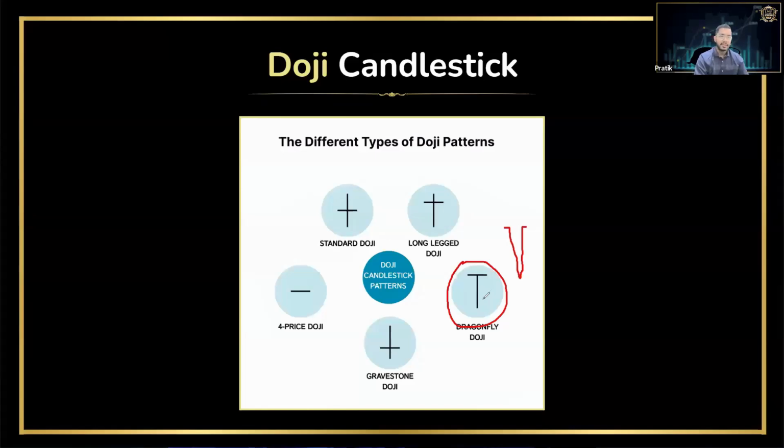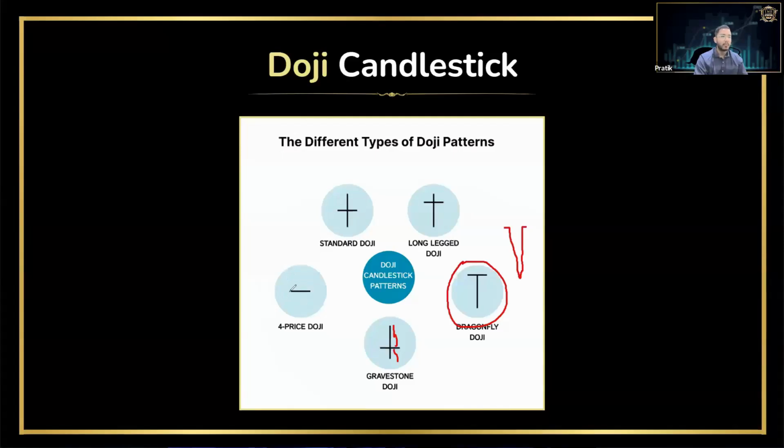Correct? Yes. Perfect. Gravestone doji is exactly the opposite of long-legged doji. Can I say this is what happened? Who is the winner here? Can I say the sellers are slight winners here because the upper body is bigger than the lower body? Sellers are a little stronger, somewhat of a winner. Okay.